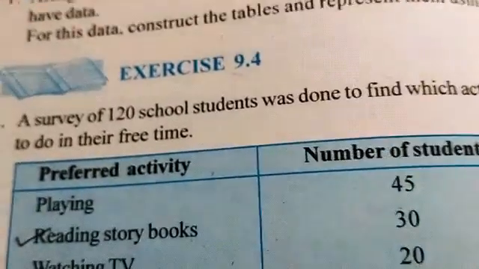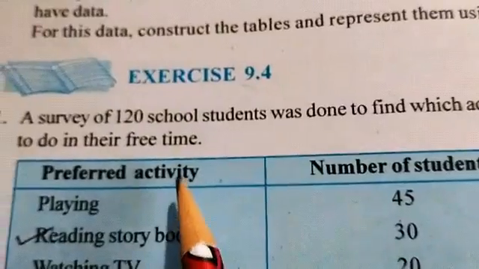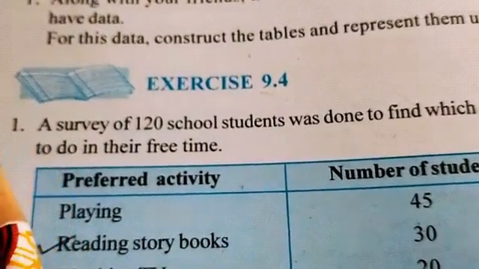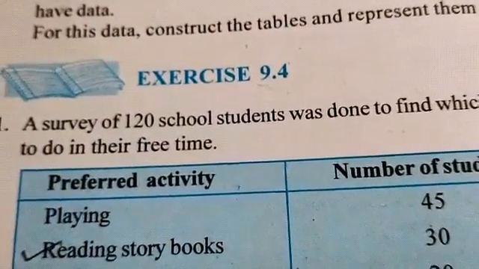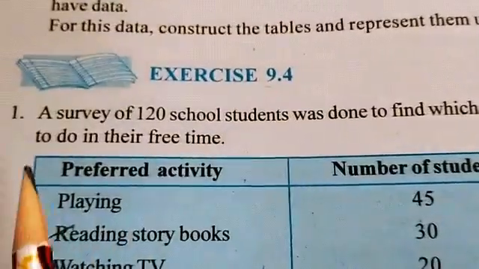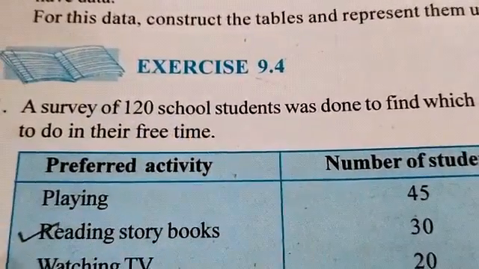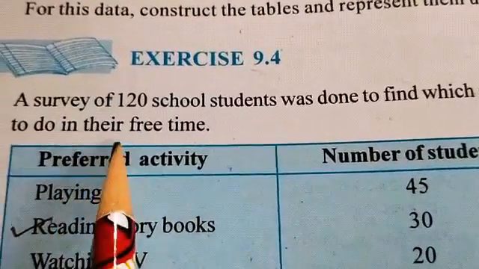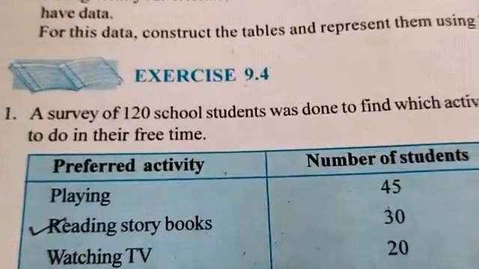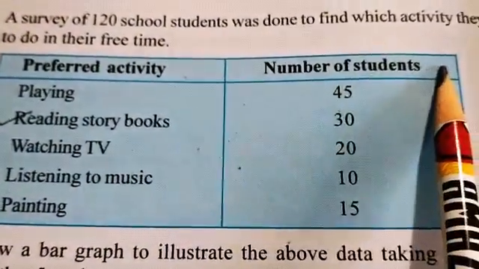Hello student. So we are going to start with exercise number 9.4. So what is exercise 9.4? Question number 1. A survey of school students was done to find which activity they prefer to do in the free time. There are 120 school students and a survey was done on what the students do in the free time. So which activity they prefer.